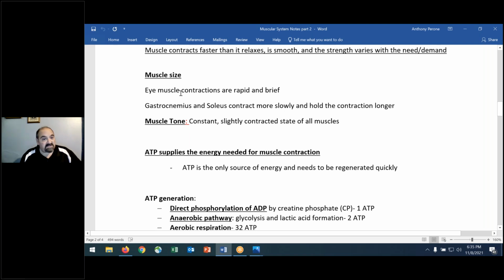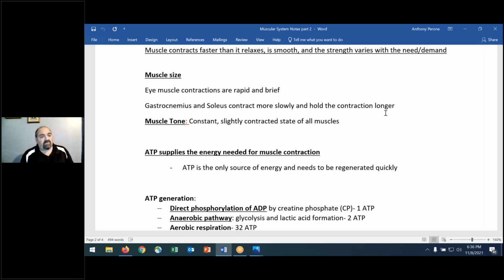So let's come back here. So eye muscle contractions are rapid and brief. Gastrocnemius would be your calf muscle. When you think of your calf muscle, think gastroc is more the superficial, and then deeper would be soleus muscle. Okay, they contract more slowly and hold the contraction longer. And know that when you're standing and such, those muscles are different as far as their work and their action in comparison to these smaller muscles, which have brief action.